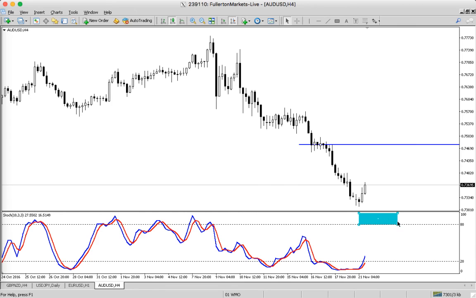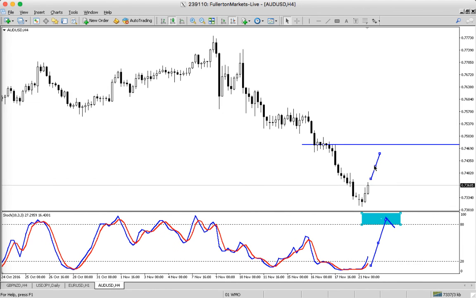So for stochastic, the 80 to 100 is where the overbought region is. So very simple, once the stochastic goes into the overbought region, it is giving us a sell signal. Once the stochastic comes back below 80, that is the signal to enter. So chances are that will happen when price creeps higher. Creep higher and then pause.